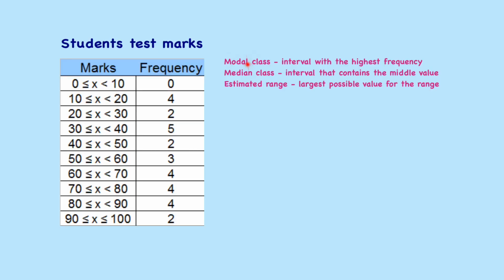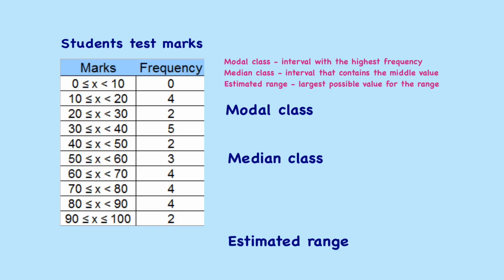So you'll find the modal class, which is the interval with the highest frequency, the median class, which is the interval that contains the middle value, and then the estimated range would be the largest possible value for the range. So let's have a look at what they are. Okay, so let's look at modal class first. That should be quite straightforward.